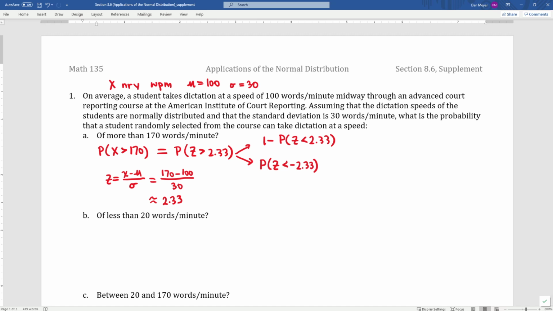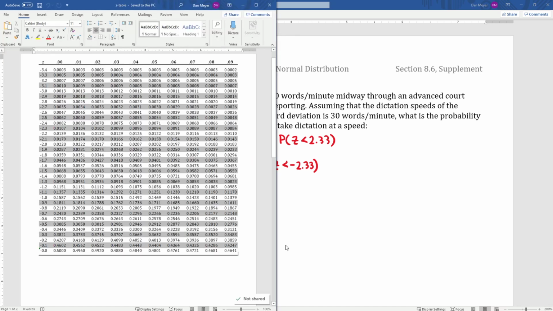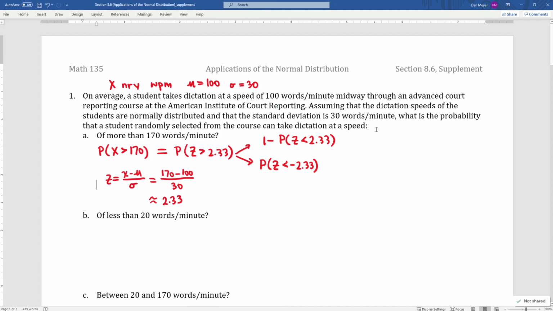We got to find our z-table here and look up negative 2.33. All right, so there's our z-table. We want the negative 2.3 row over to the 0.03 column. All right, we got 0.0099, and that's our answer.